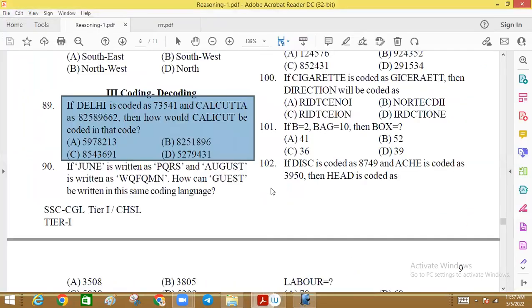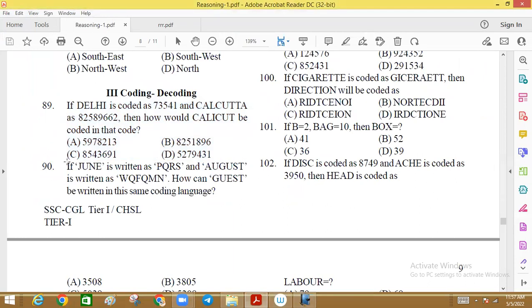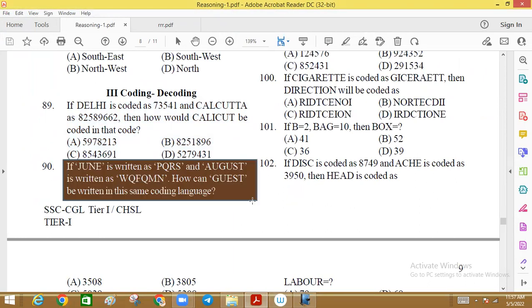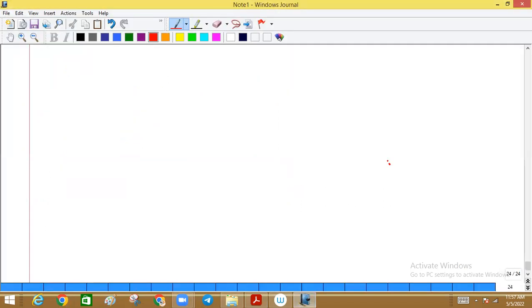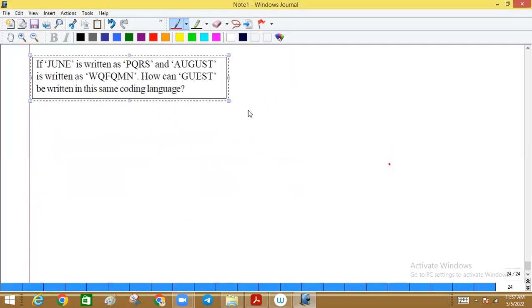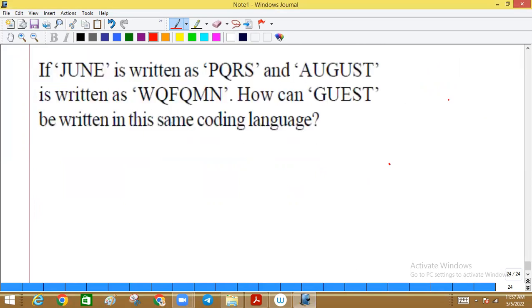Okay. Yes, next question. It's also a type of direct coding question only. Okay. So in this case, June is written as PQRS, August is written as WQFQMN. Then how can Gust be written in that code language? What's the common letter between June and August? U. U is coding for what? Q. Here also in August, U is coding for Q. So obviously it is a direct coding question.